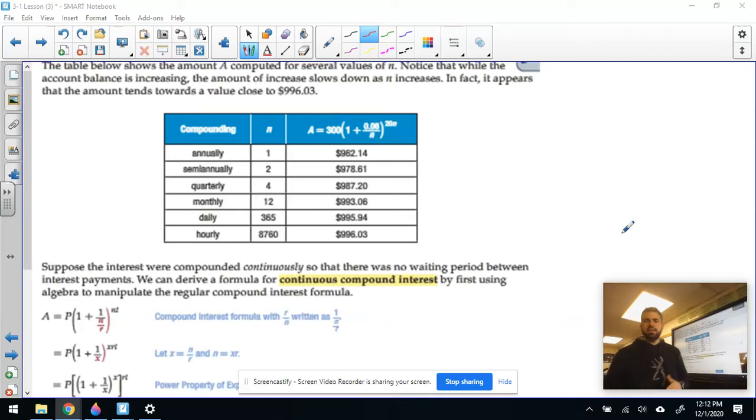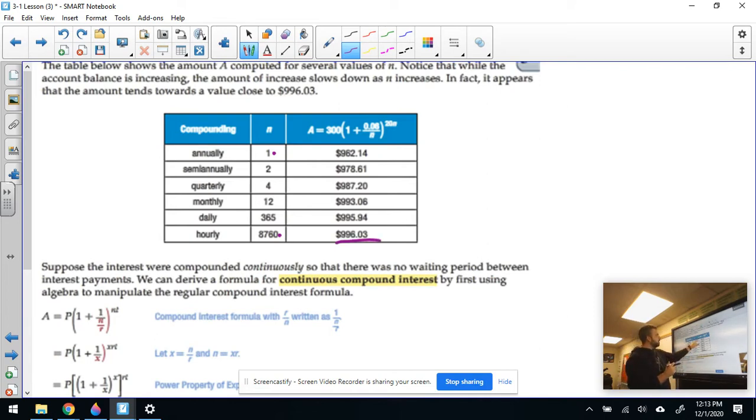Now, we said as we continue to compound more and more, we see that our dollar amount doesn't change too much. We have this problem right here, and we computed it six different ways. If it's just compounded once a year, there was $962 in our account. But if it was compounded hourly, there'd be 8,760 compounds in a year, and it gets to be 996.